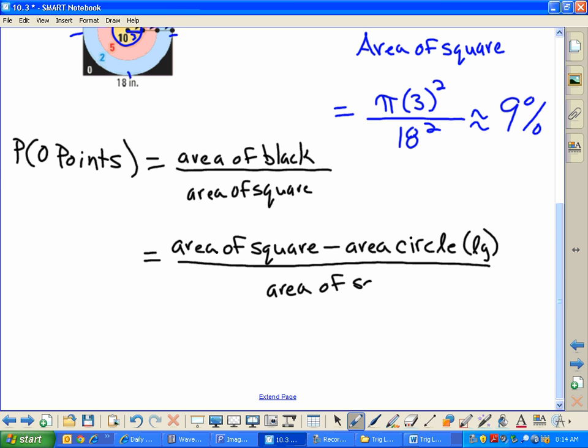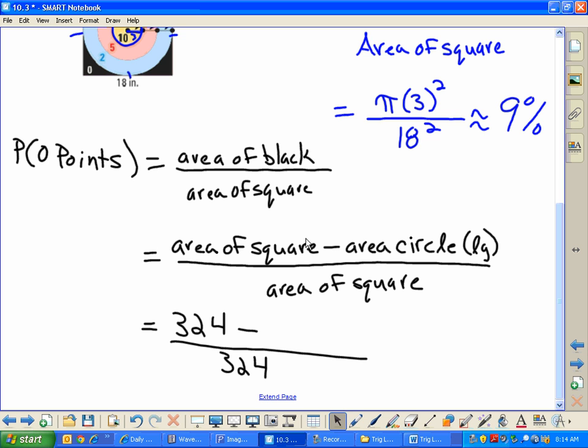Now, some of you are probably like, oh, can't you cancel those areas of the squares out? No, you can't cancel around a plus or minus. You actually have to work this out. So the area of a square we did already find. That was our 18 squared, right? 18 squared, we have 324 in two different spots.